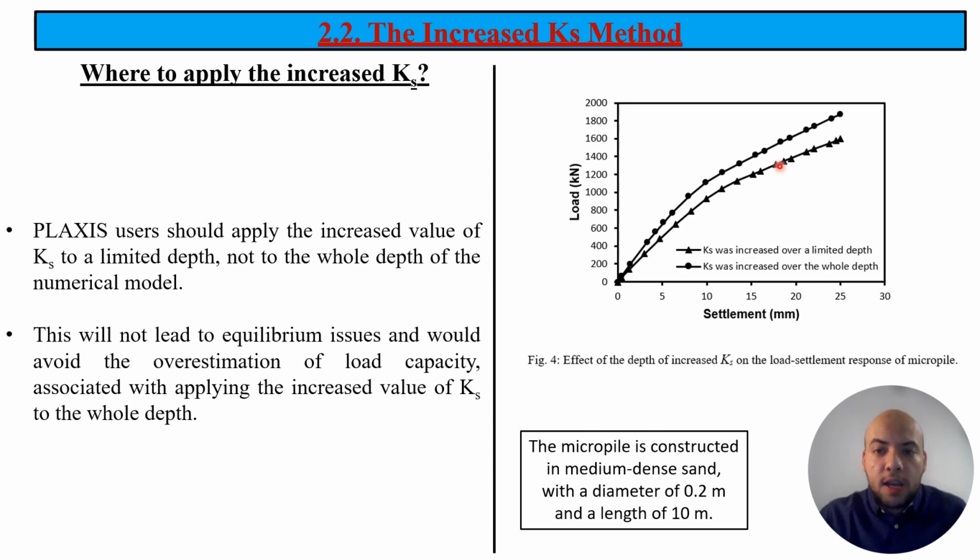So you can see here that if you apply the increased value of Ks in the whole model, whether for the whole depth or the whole width, this will lead to overestimation of the micropile capacity. So not only do you have to consider using a higher value of Ks, but you also have to apply this increased value to a specific zone around the micropile, so as not to overestimate the axial capacity.